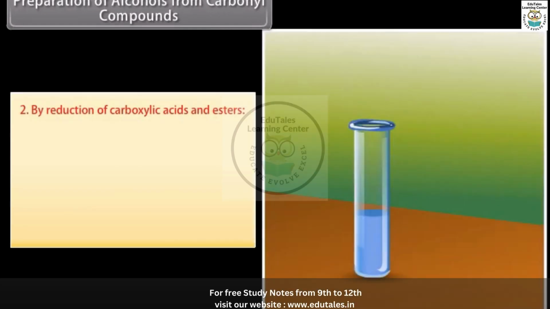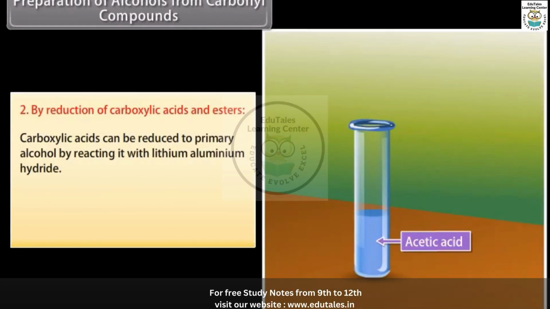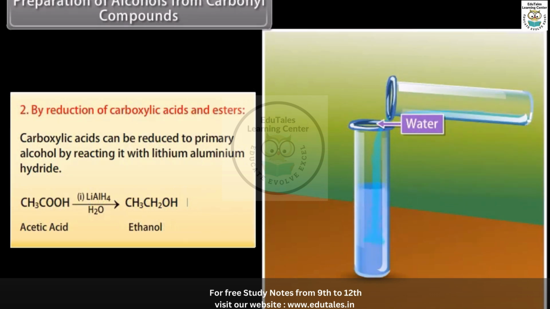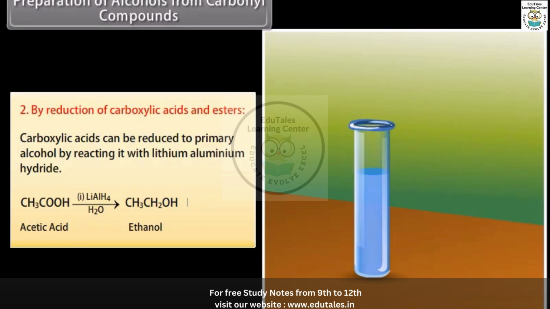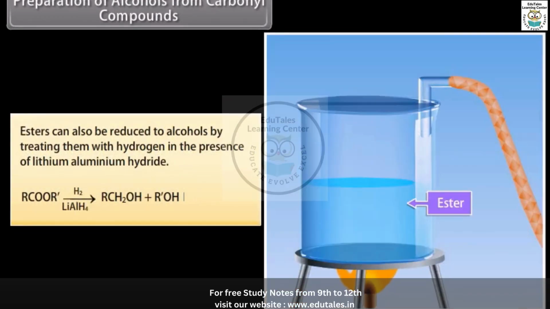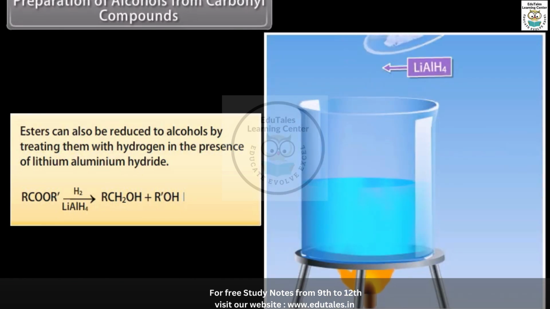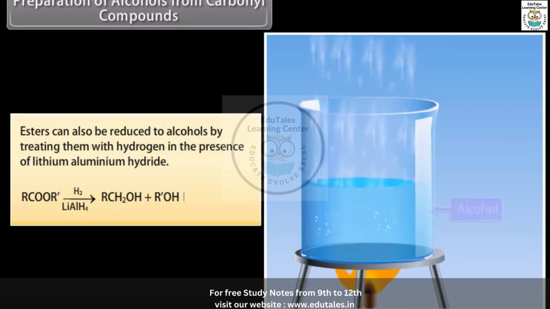From carbonyl compounds. By reduction of carboxylic acids and esters. Carboxylic acids can be reduced to primary alcohol by reacting them with lithium aluminium hydride. Acetic acid treated with lithium aluminium hydride and then water forms ethanol. Esters can also be reduced to alcohols by treating them with hydrogen in the presence of lithium aluminium hydride, which forms alcohol.